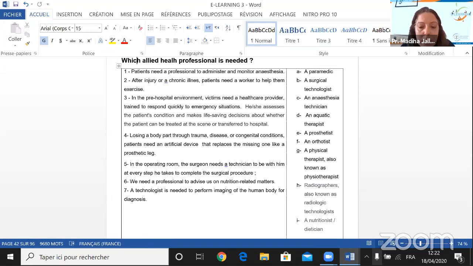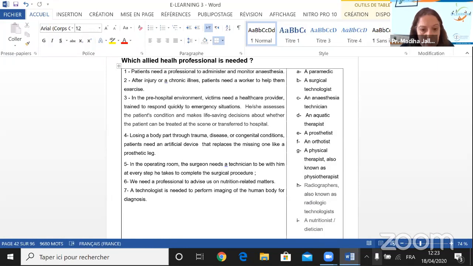And it can also be in water. An aquatic therapist. So if the exercises are done in water, he or she needs an aquatic therapist. Outside of water, it will be a physiotherapist or a physical therapist to aid rehabilitation and strengthen the muscles. Third, in the pre-hospital environment, victims need a healthcare provider trained to respond quickly to emergency situations. He or she assesses, which means evaluates, the patient's condition and makes life-saving decisions and techniques.